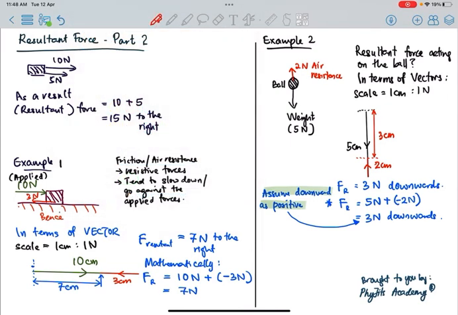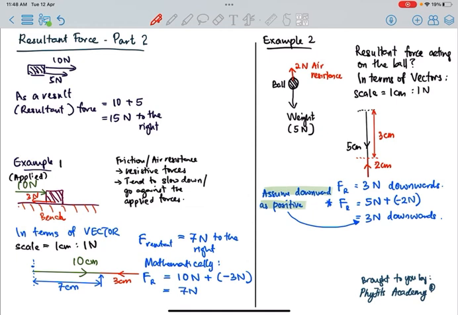So let me clear this one up. It's a bench, so wrong spelling, I'm sorry about that. And yeah, that will be about it. I hope you have got a good idea about resultant force for forces in opposite directions.